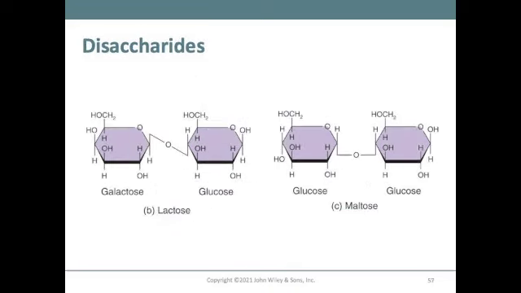And that brings us to figure 2.15 on page 47. A disaccharide is a molecule formed from the combination of two monosaccharides by a dehydration synthesis reaction. For example, a disaccharide such as lactose is formed from a dehydration synthesis reaction between galactose and glucose, and maltose is formed by the dehydration synthesis reaction of two glucose monomers.